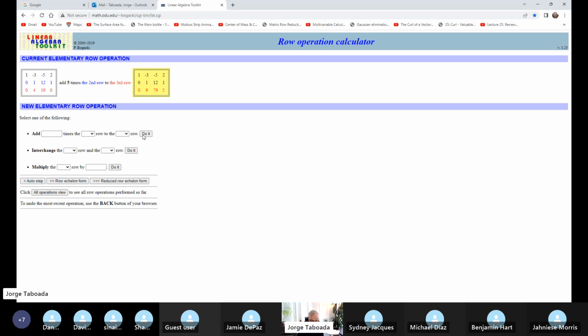And remember the last row can change. The row 3 is 0, 9, 79, and 5. Super cool. Do you see, guys?